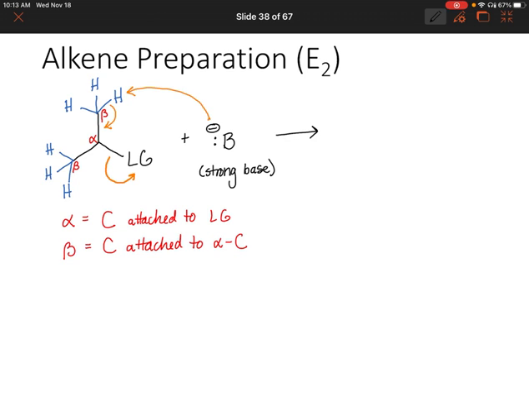So we end up with our first product. So we have a double bond and then a methyl group attached to that double bond. So that is a monosubstituted alkene. We also have our conjugate acid because our base took a proton. And then we also have the leaving group, which is now negatively charged because it took electrons with it.